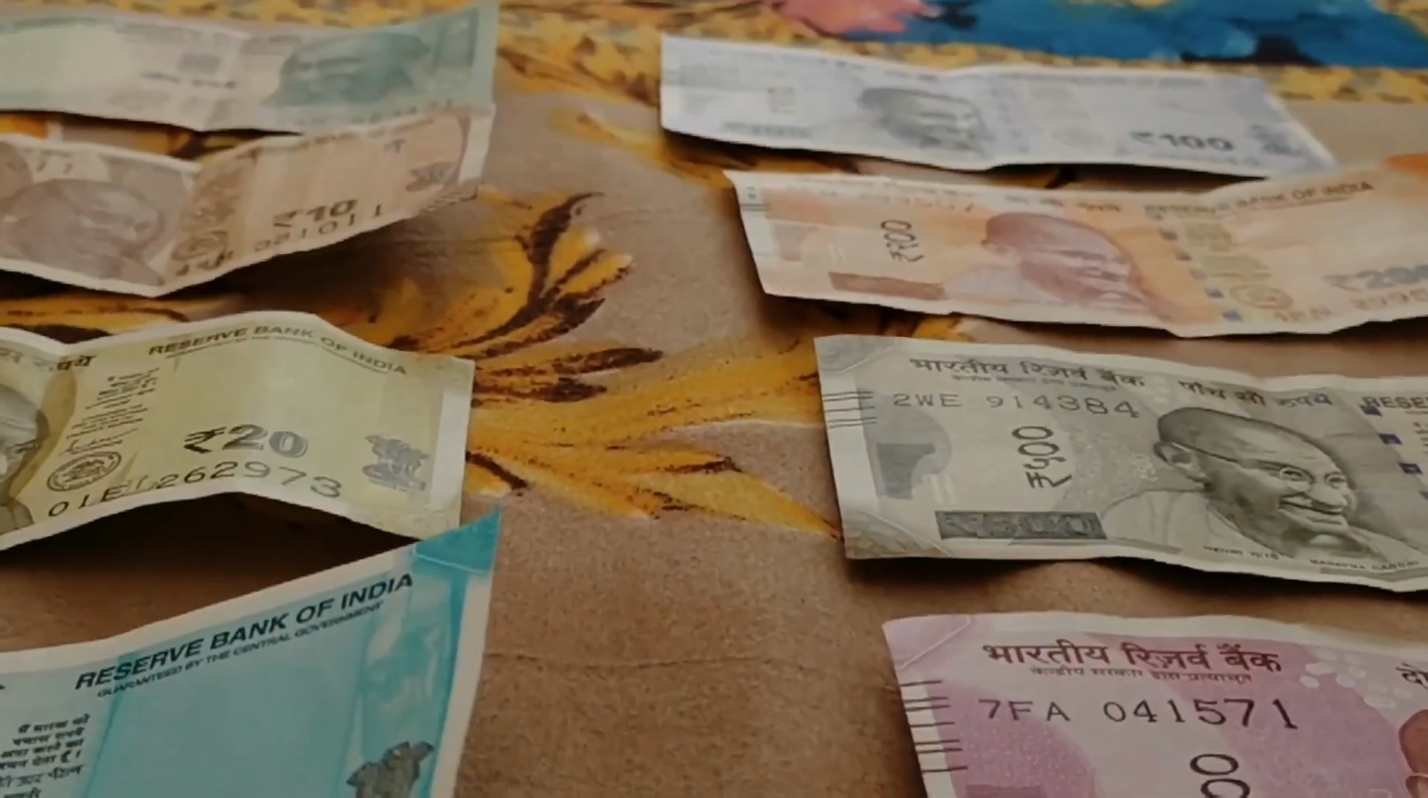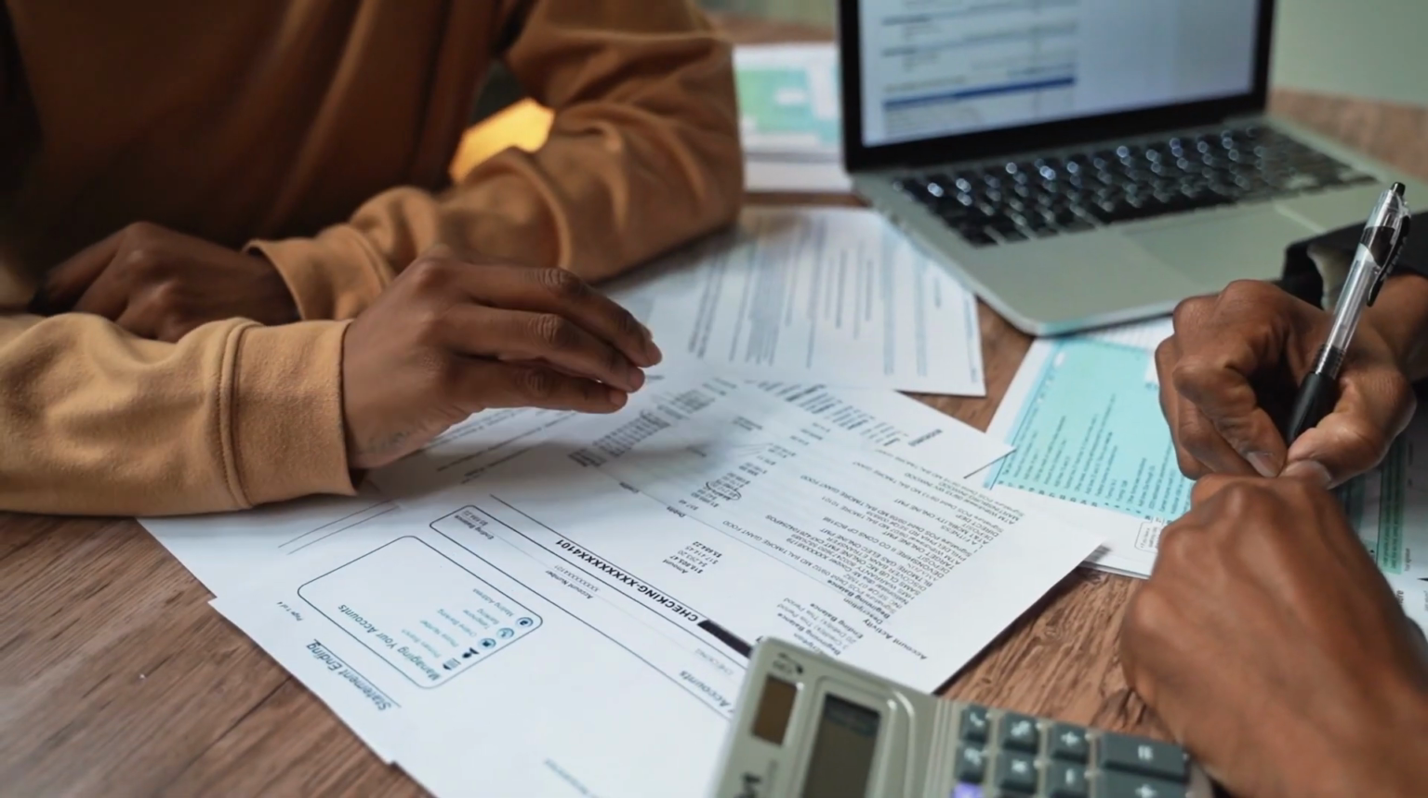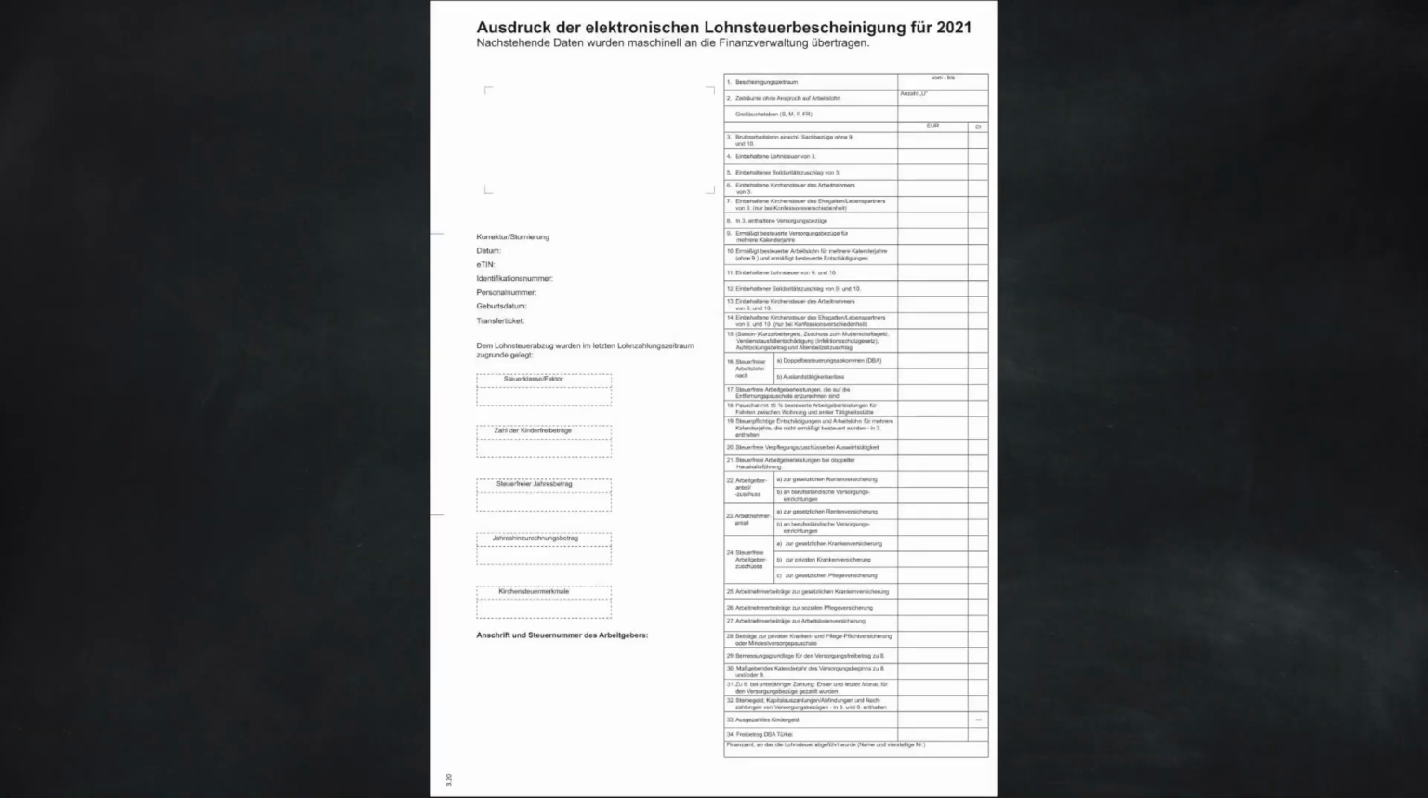Coming to the main part of the video. When you want to file your taxes, you need to key in all the incomes you received in the previous year. Income is how much money you earn, how much Lohnsteuer, how much contribution you paid towards health insurance, rent and Versicherung and so on. All this information is summarized in this Lohnsteuerbescheinigung document.